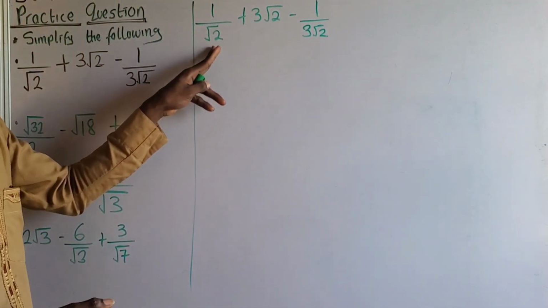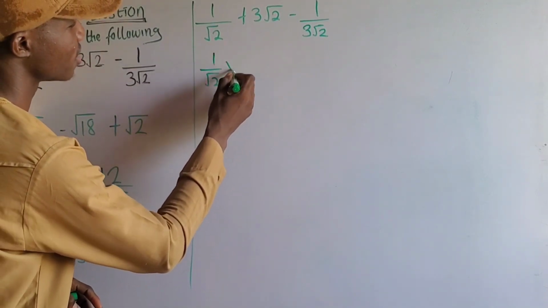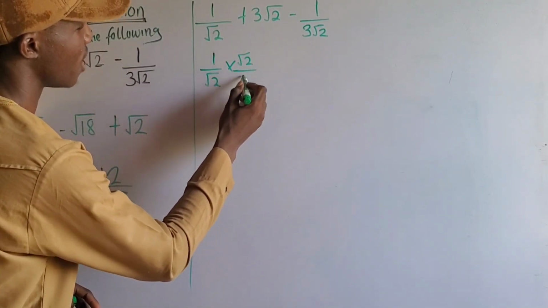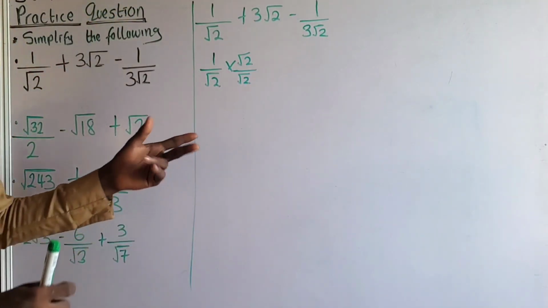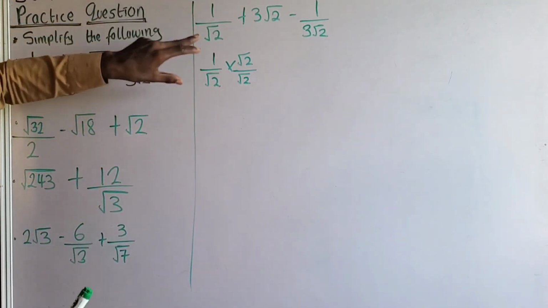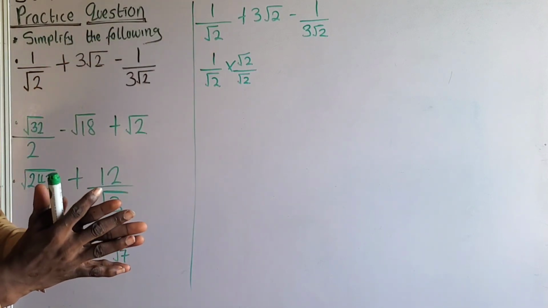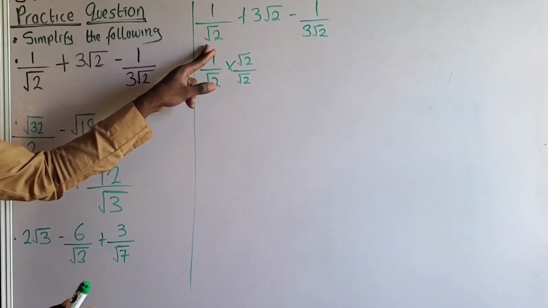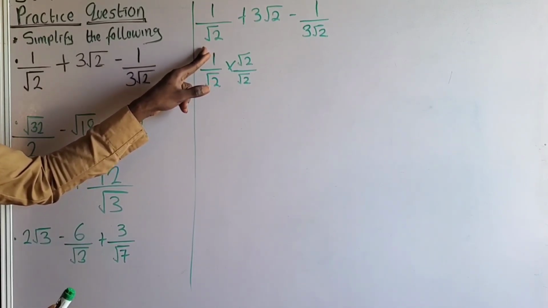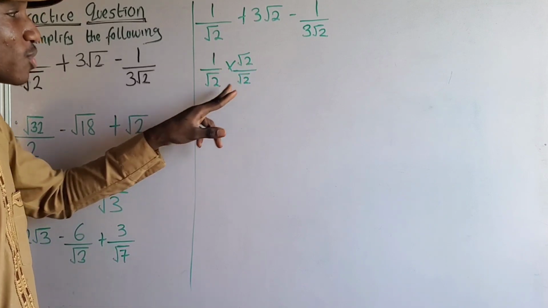If I want to rationalize 1 over root 2, I'm going to have 1 over root 2 multiplied by root 2 over root 2. Do you know what I did? If you want to rationalize this fraction, you multiply both the numerator and the denominator by what you have at the denominator. So for this, I'm going to have root 2 times 1 over root 2 times 2.